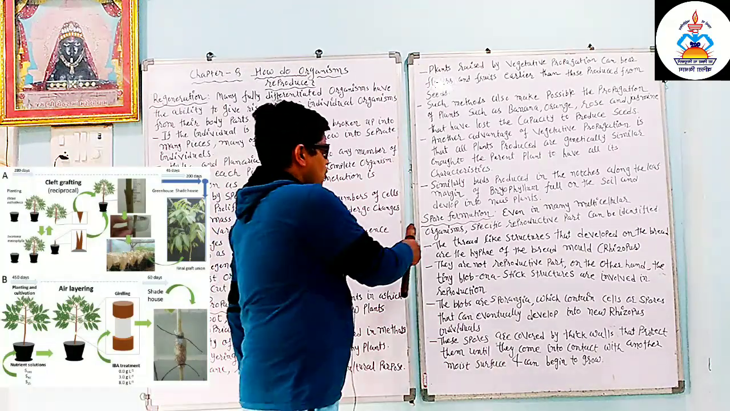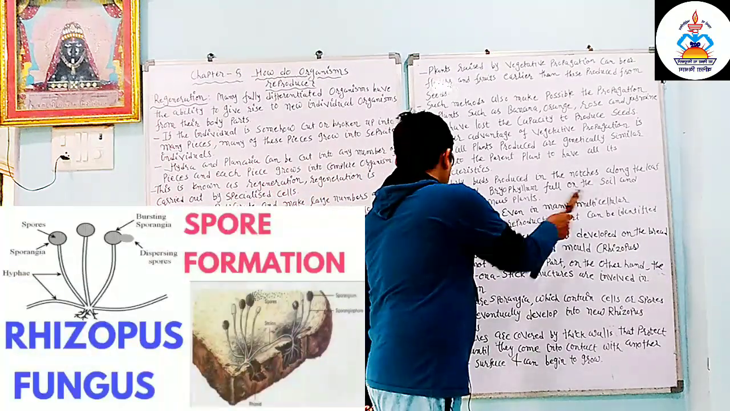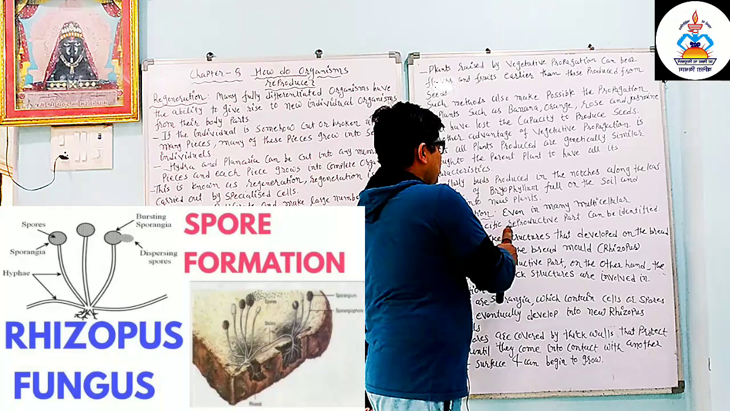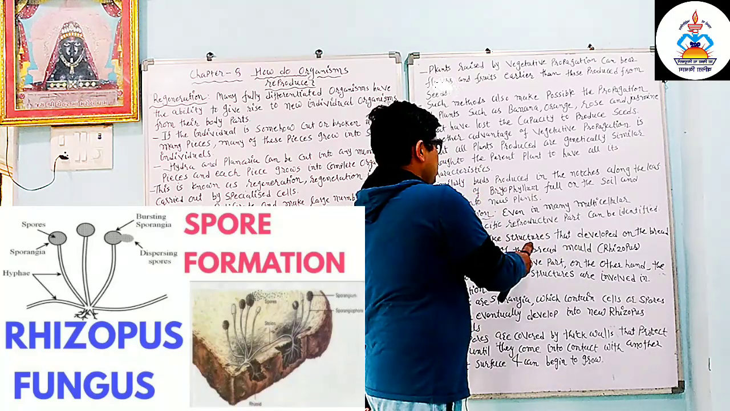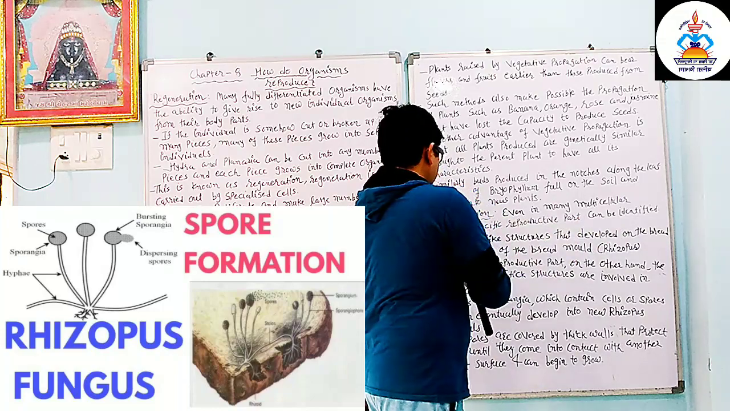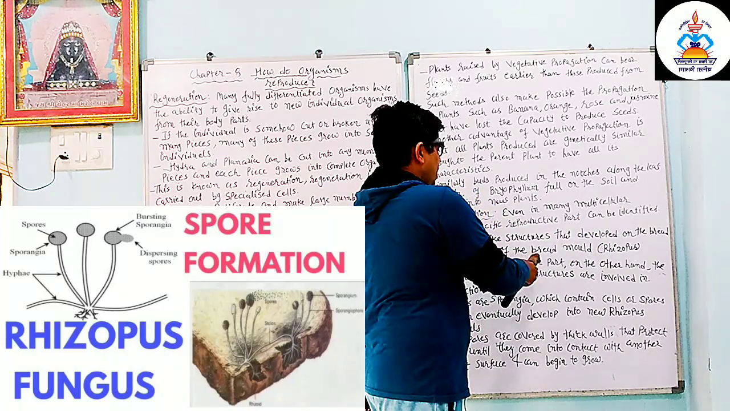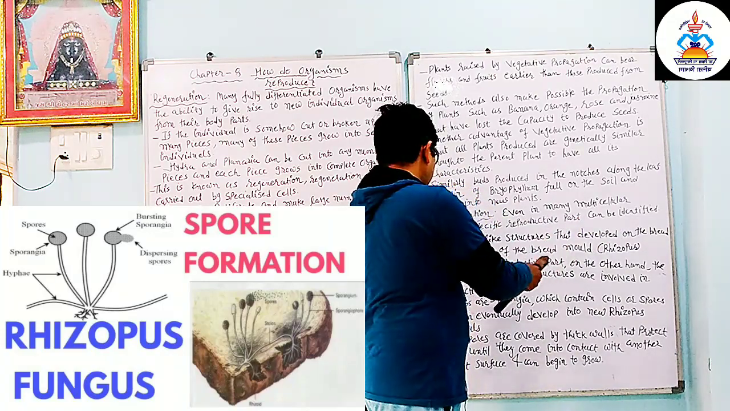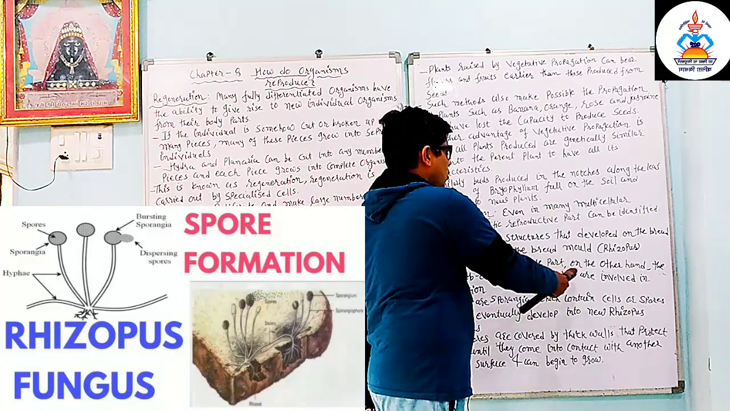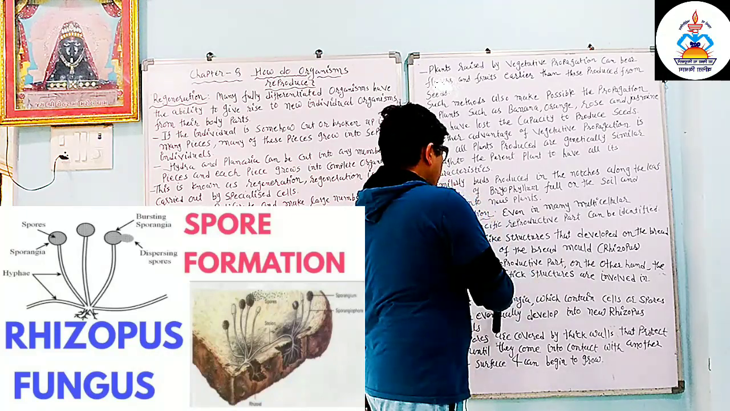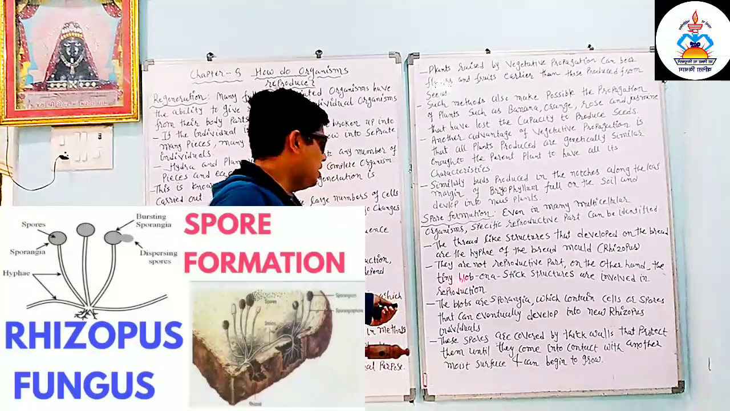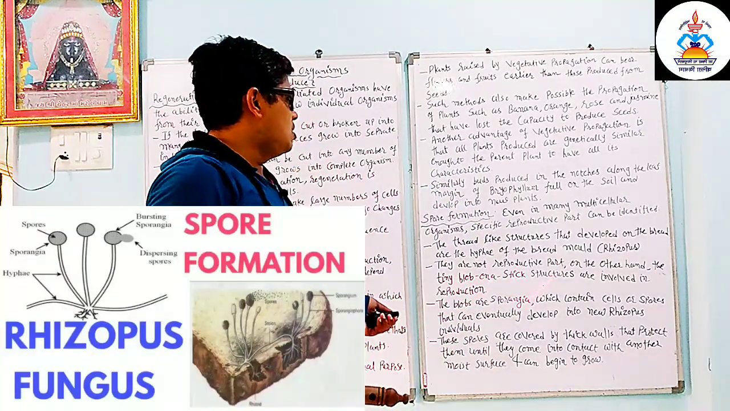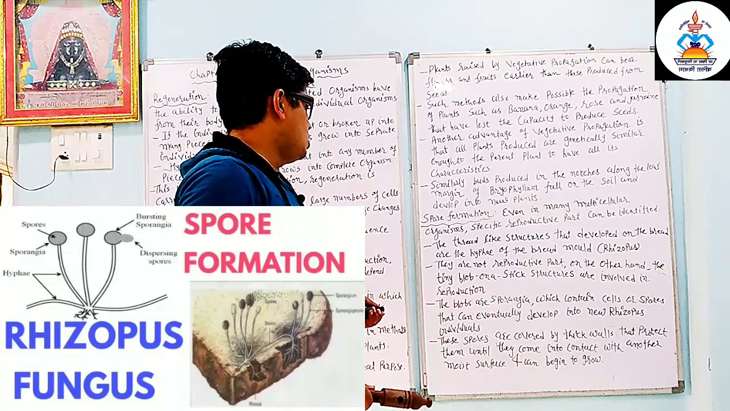Spore formation. Even in many multicellular organisms, specific reproductive parts can be identified. The thread-like structures that develop on the bread are the hyphae of the bread mold, called Rhizopus. They are not reproductive parts. On the other hand, the tiny blobs on stick-like structures are involved in reproduction.